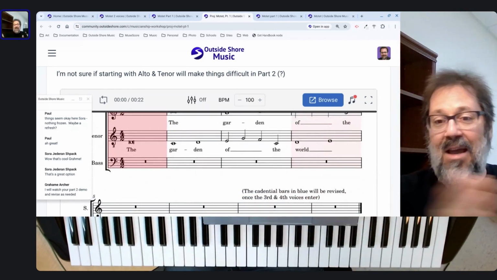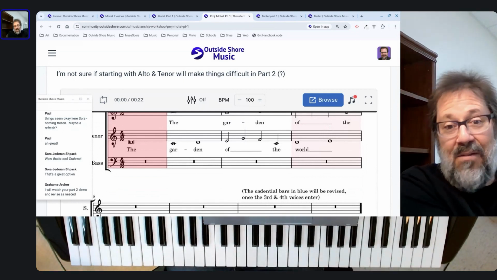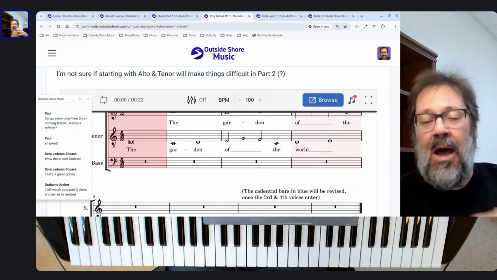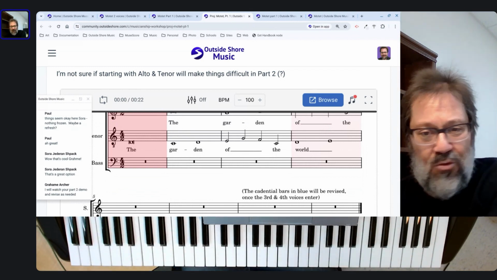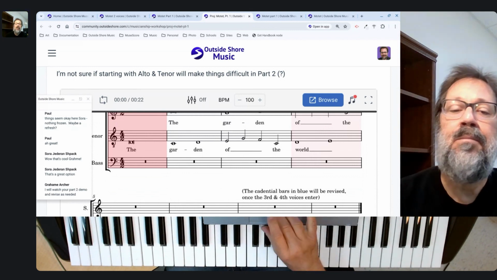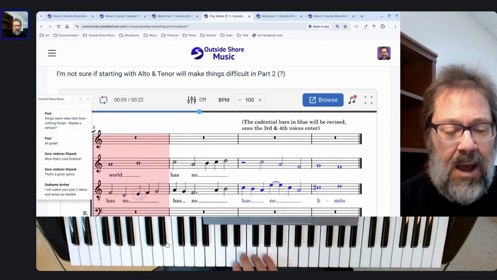So yes, I did say you can change something in your follower and then go back and change the leader, but if the other voices have already entered, it might have a ripple effect and it might be a pain in the butt. That other place where I talked about it was right at the beginning, and so there was complete freedom to change that leader. So yeah, I would look at changing that line.